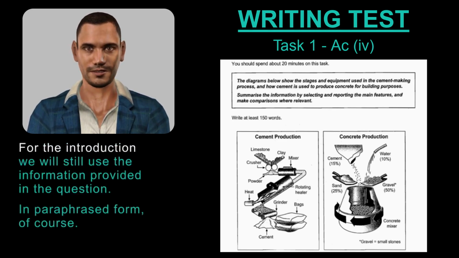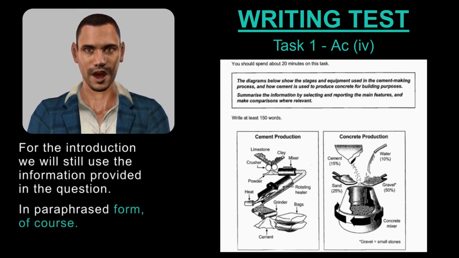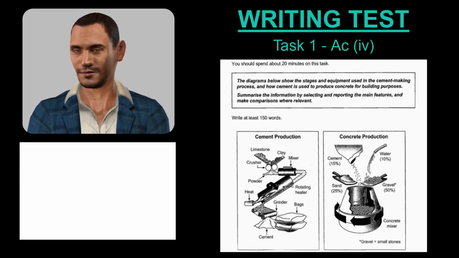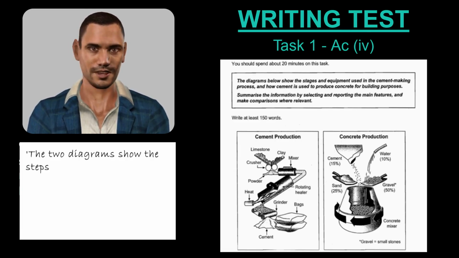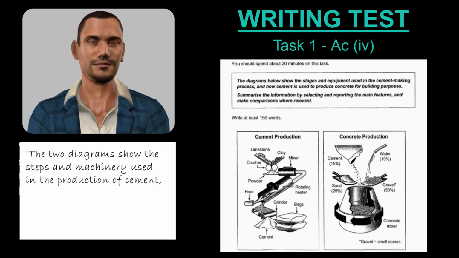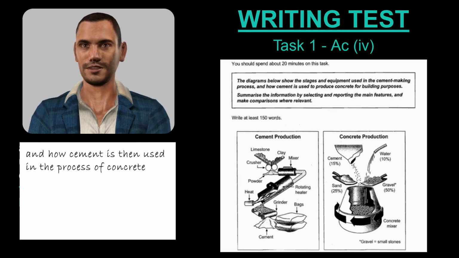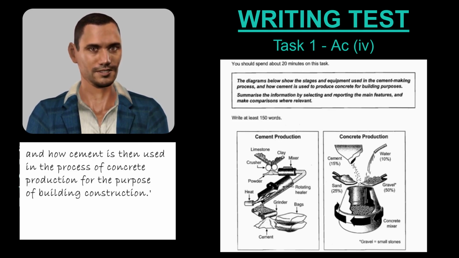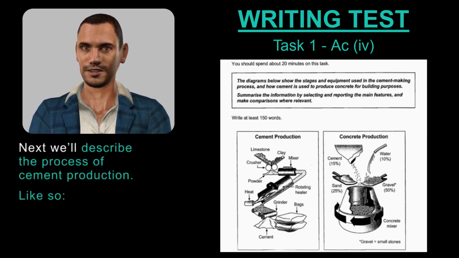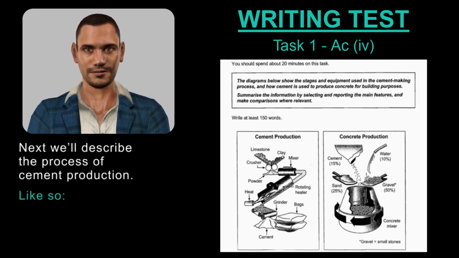For the introduction, we will still use the information provided in the question, in paraphrased form, of course. The two diagrams show the steps and machinery used in the production of cement, and how cement is then used in the process of concrete production for the purpose of building construction. Next, we'll describe the process of cement production. Like so.